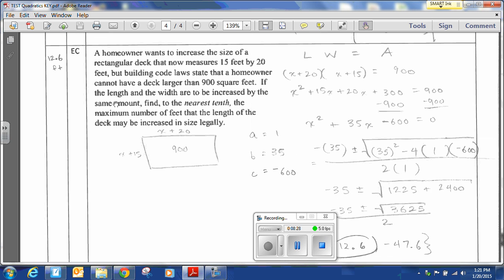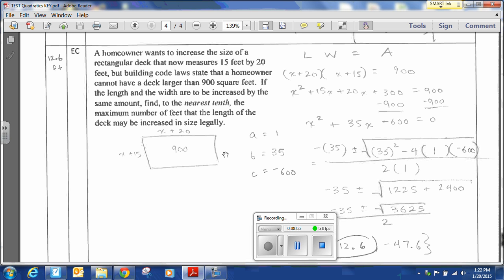Finally, this extra credit. The homeowner wants to increase the size of a rectangular deck that now measures 15 by 20. The new deck cannot be larger than 900 square feet. If the length and the width are to be increased by the same amount, find to the nearest tenth the maximum number of feet that the length of the deck may be increased in size legally.